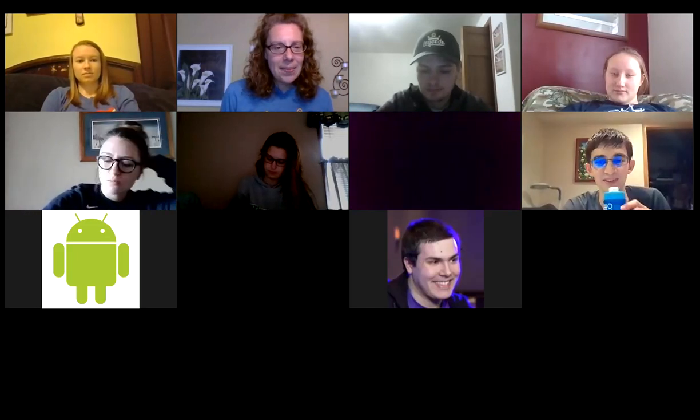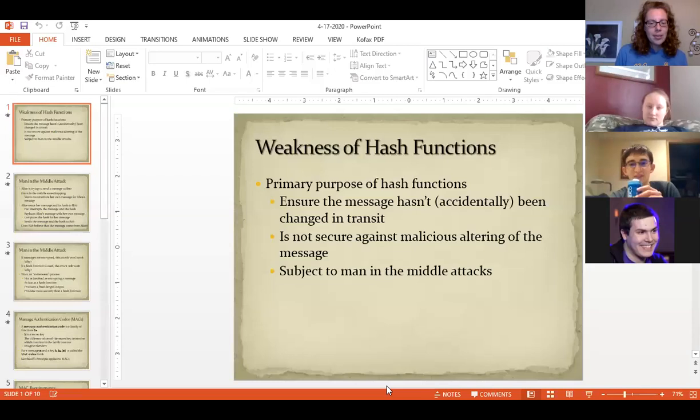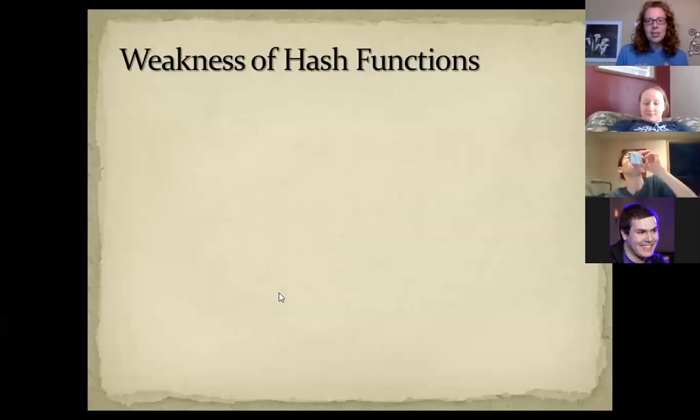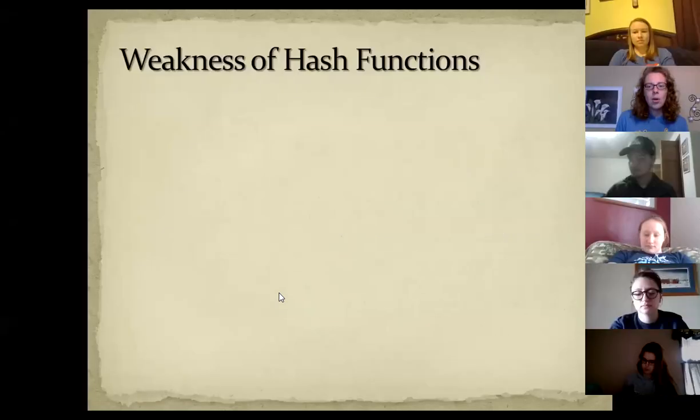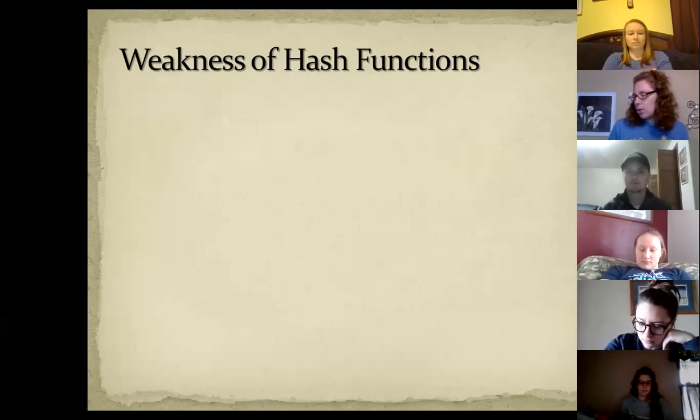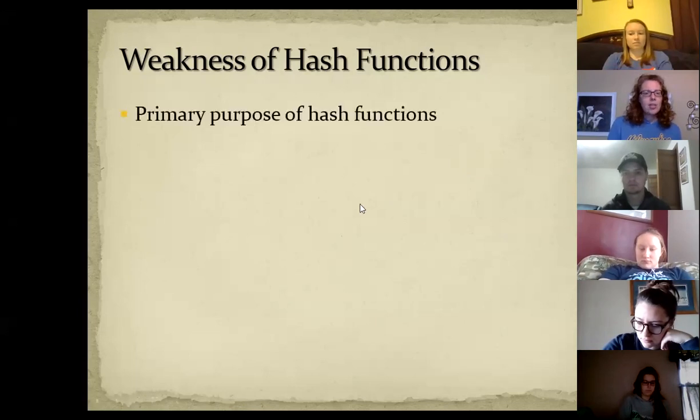Okay. Today then is message authentication codes. So remember we talked about hash functions last time. Today we are going to talk about message authentication codes. There are some weaknesses of hash functions, and this is the first place that we want to go. And then we're going to talk about how we can potentially solve these weaknesses. So, weaknesses of hash functions.